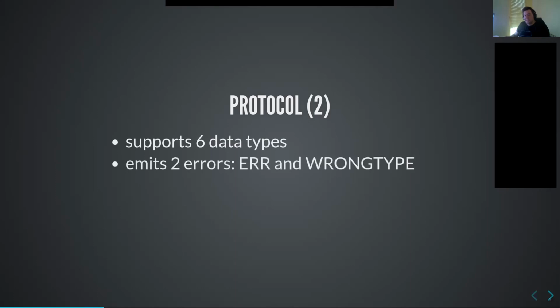Besides these characteristics, RESP also has some implementation details, I would say. First of all, it supports 6 different data types, which we are going to present in a few slides. Besides that, it supports on top level 2 errors. One is called error, which is basically a general anything-can-go-wrong error, and the other one is more specialized for wrong type, which is emitted when you apply a command to a wrong key. For example, when you try to get the length of a list for a key which is a set.